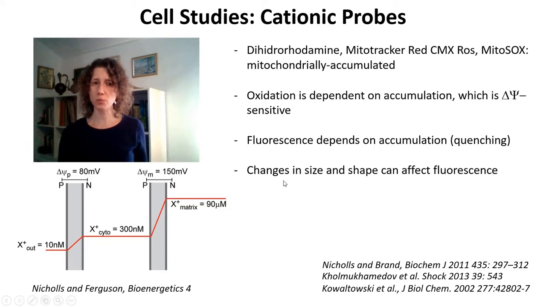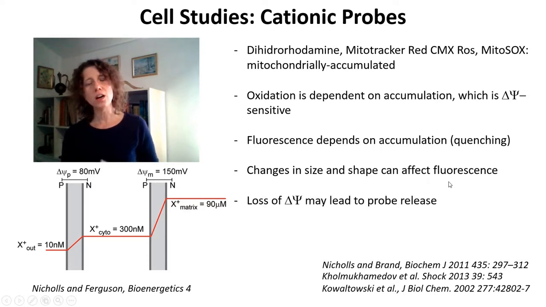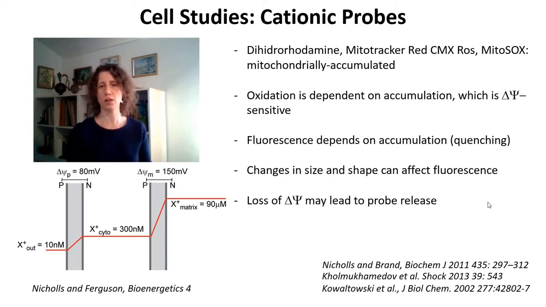Finally, as we said with membrane potential measurements also, changes in size and shape can affect the fluorescence of these probes. And to add another insult to injury, another thing is that some of these probes, if mitochondria lose their inner membrane potential, can actually be released from mitochondria. They don't accumulate stably in mitochondria. And that means that if you have damage to mitochondria and loss of membrane potential, you could have a decrease in mitochondrial fluorescence because these probes were released to the rest of the cell, but that doesn't mean that there wasn't oxidation of these probes.